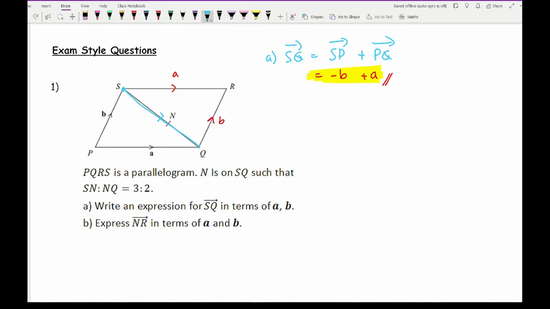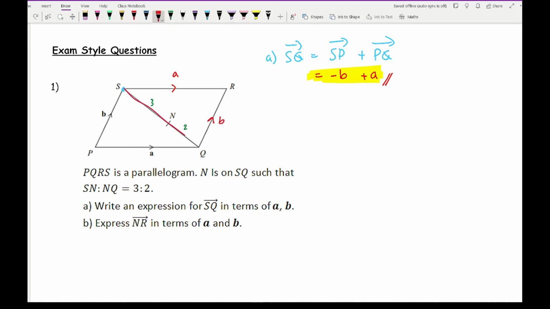For part b, it then says express NR in terms of a and b. This is where we have to use the properties of a parallelogram, but also use the ratio given. Looking at this, if I just get rid of that blue line, I know that SN is 3 parts and NQ is 2 parts. And the total distance of this line is basically what I've worked out.